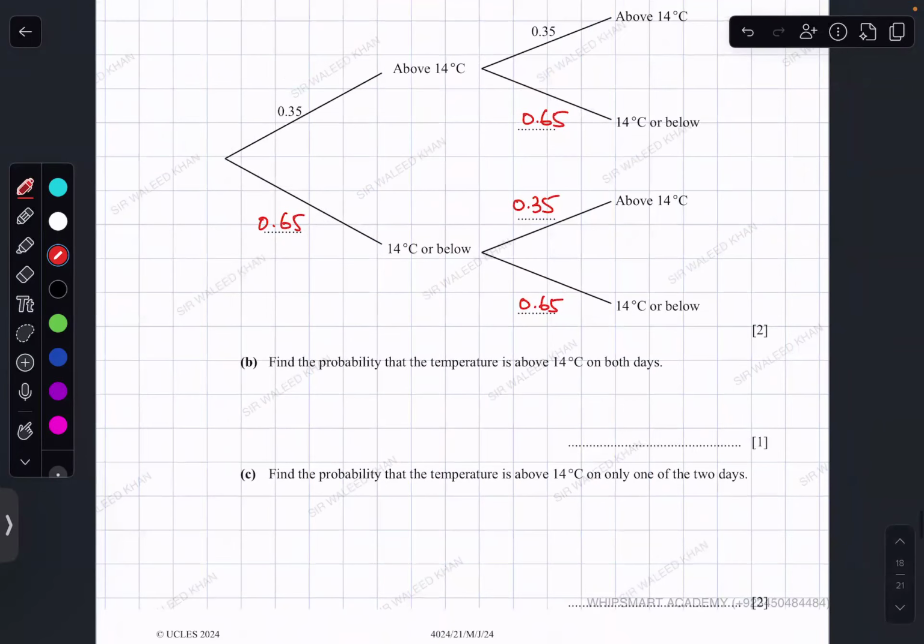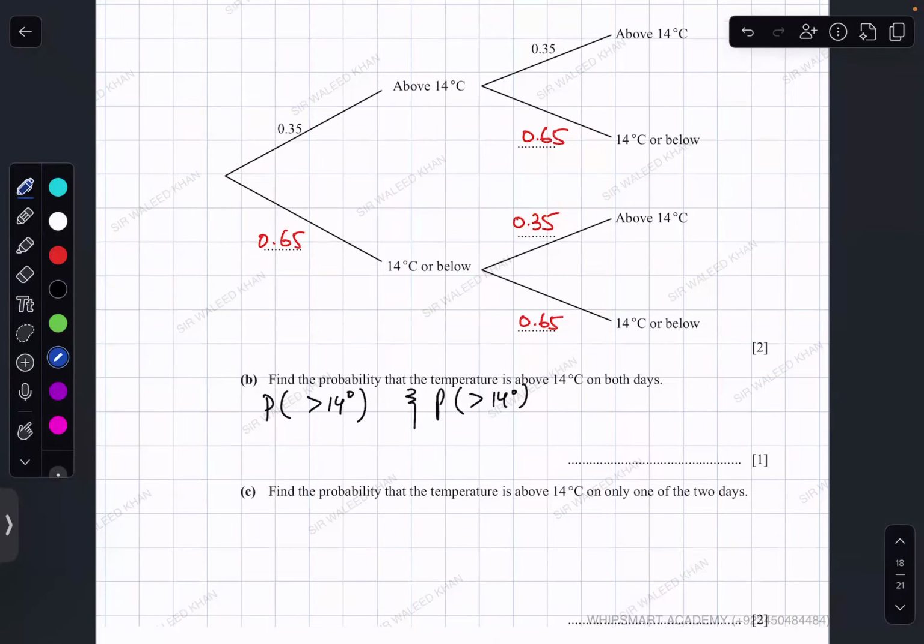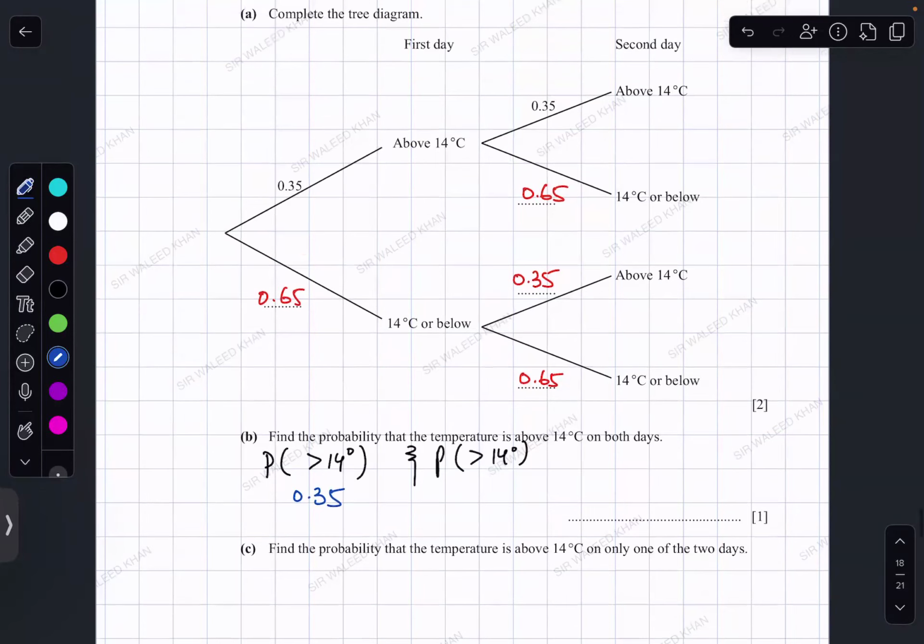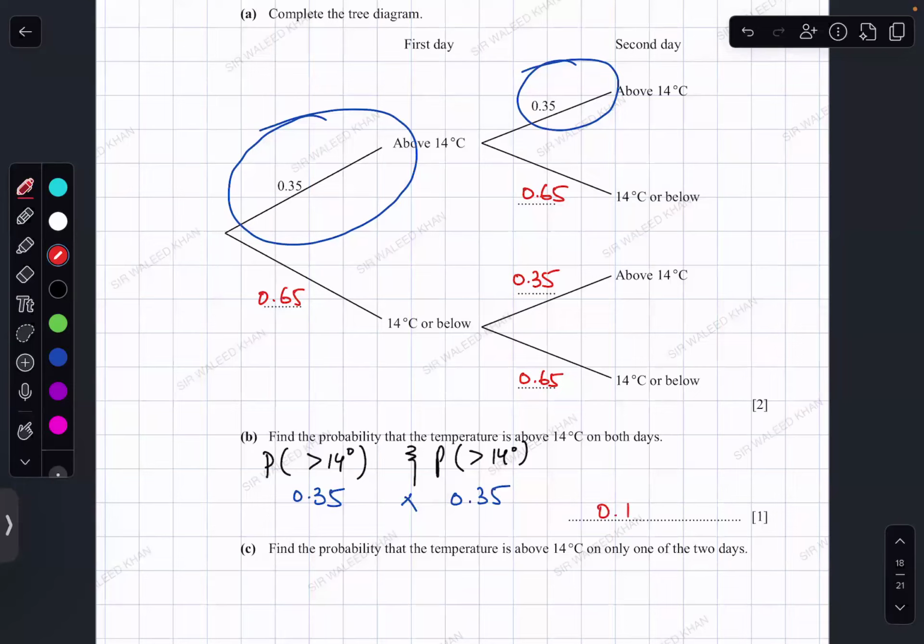Again, 0.35, 0.65. Now, find the probability that the temperature is above 14 degrees on both days. So the first one, the probability is that temperature is above 14 degrees. And the second one is also above 14 degrees. The first one above 14 degrees, that is 0.35. And the second one is also above, on both days, again 0.35. So we have 0.1225.